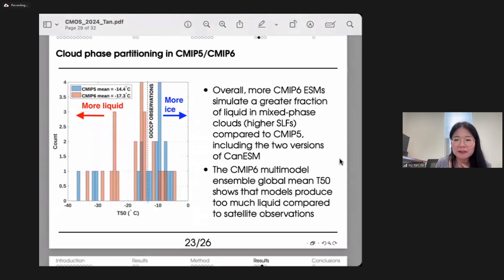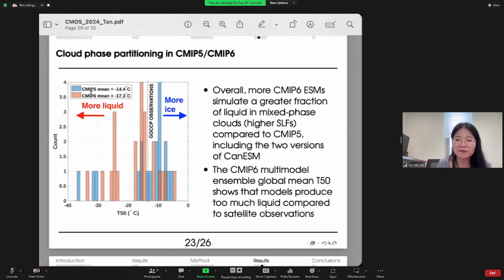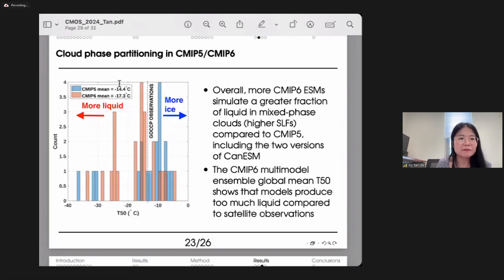Okay, so for the rest of the CMIP Earth system models, and I note that this is still work in progress, we're finding that overall, for the CMIP6 Earth system models, they tend to simulate higher SLFs compared to the CMIP5 Earth system models, and this also includes CanESM to a small degree as well, as we showed in the previous slide. And the higher SLFs in CMIP6 are actually reflected by the fact that the mean T50 is lower compared to the mean T50 value for CMIP5.